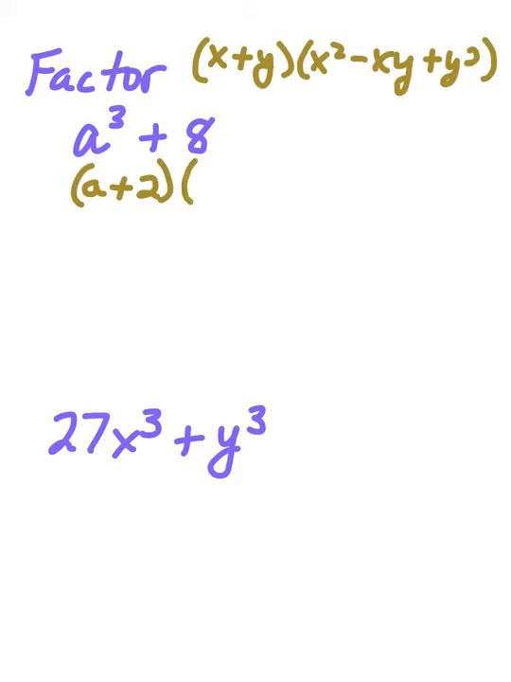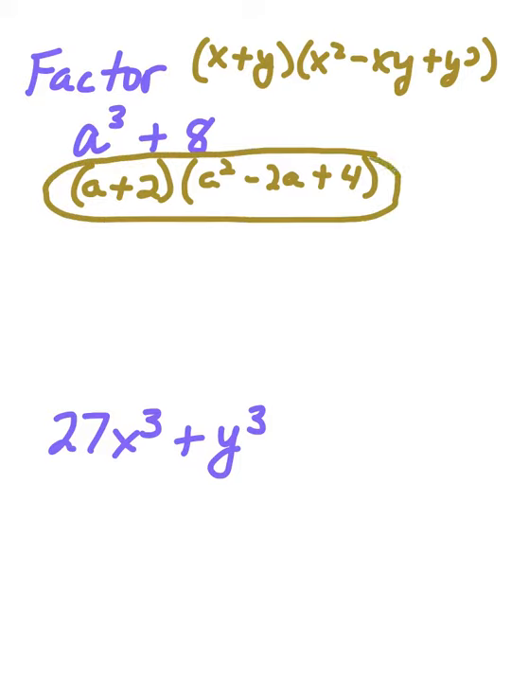And x squared is actually a squared. And then minus, you've got 2 times a. And then plus y squared, that's where it's going to be 2 squared, which is 4. And so that is the factoring of a cubed plus 8.